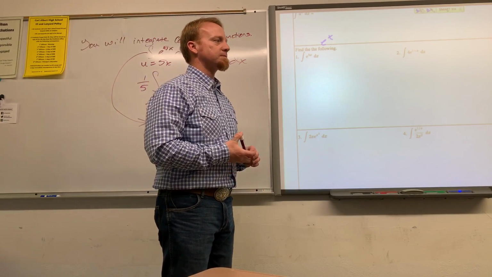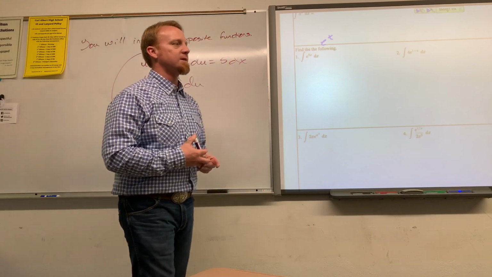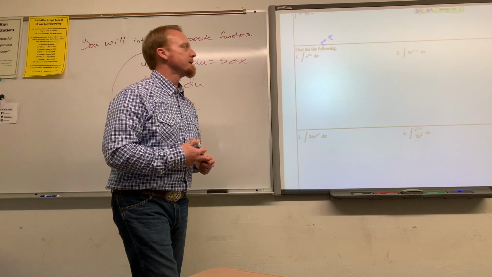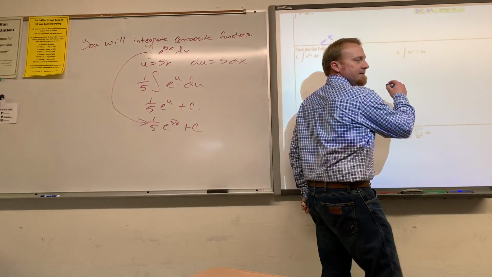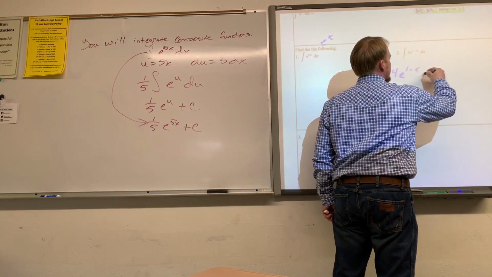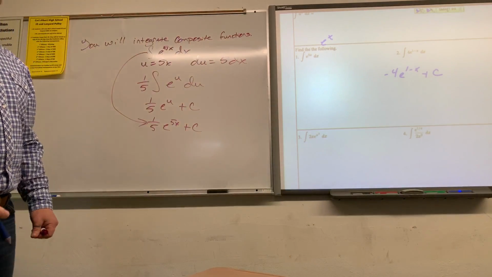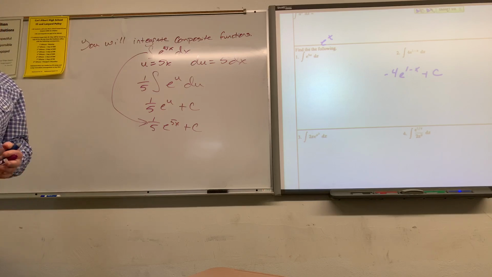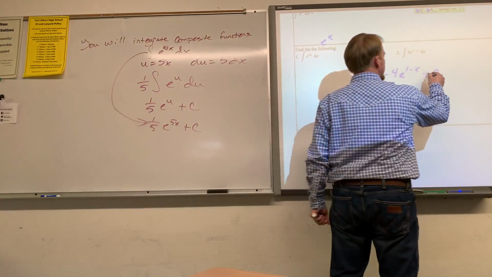E is an actual number, just like pi is an actual number. I think I got number 2. What do you got? -4 e to the 1 minus x plus c. There you go. Did you do it in your head? Did you write it down? Well, I kind of did. I didn't write the u, but I just went and divided.